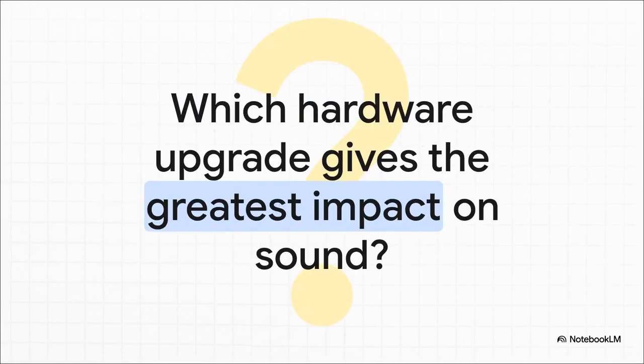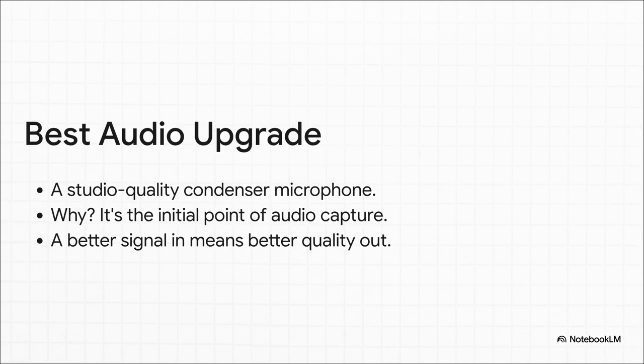Okay, let's switch gears to audio. Picture this. You're a podcaster and you've got enough cash for just one upgrade to make your sound go from amateur to pro. Where do you spend that money to get the absolute biggest bang for your buck? The answer, every single time, is a studio quality condenser microphone. And why is that? Well, because everything starts at the source. The mic is the very first point of capture. Garbage in, garbage out, right? A clean, high-quality signal going in is way, way more important than trying to fix a crummy recording later on.